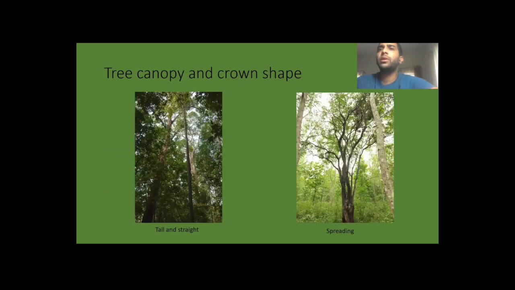Once you approach a forest, you can look at the way trees grow. Here, this is an image from an evergreen forest, and you can see the trees are very tall and straight. This is quite a common growth form in evergreen forests. But behind it, you can see one tree which is also branching. Here's another image of a tree that is spreading more. It's a different tree.